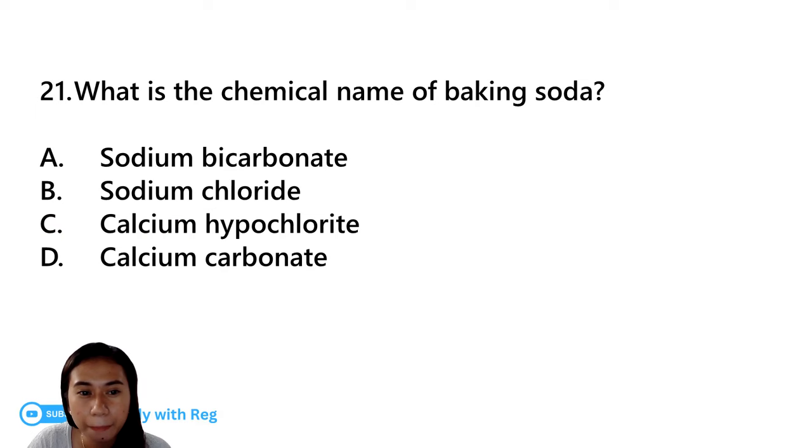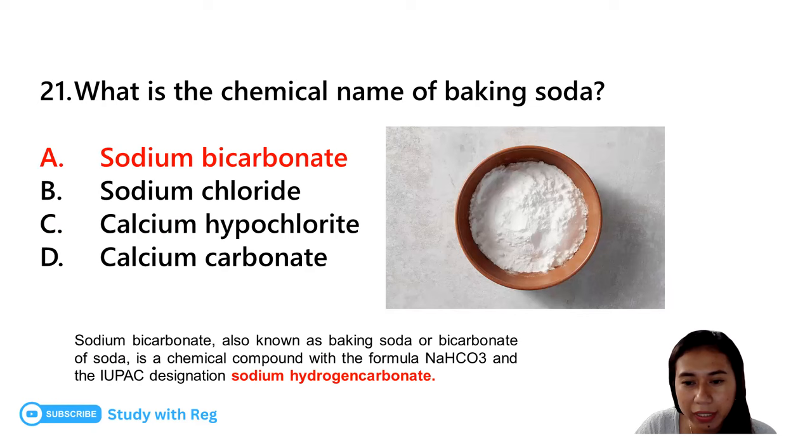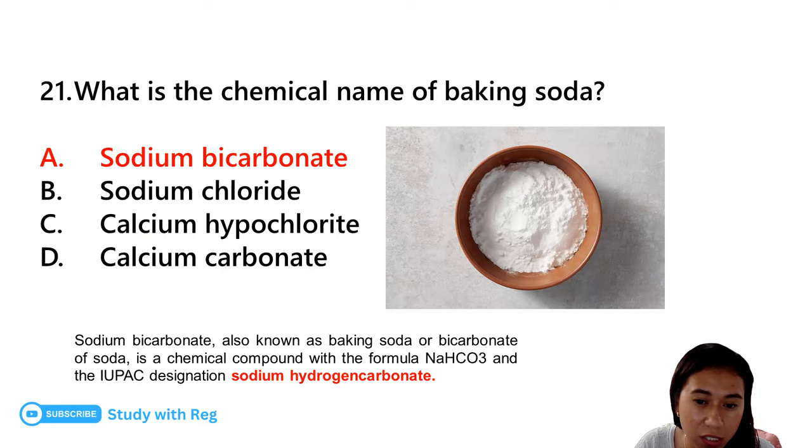It is also known as baking soda or bicarbonate of soda. It's a chemical compound with the formula NaHCO3, and the IUPAC designation is sodium hydrogen carbonate. That's what we call it, sodium hydrogen carbonate. That's the IUPAC name of baking soda, no? Sodium bicarbonate. Sodium carbonate naman, don't be confused with that one.